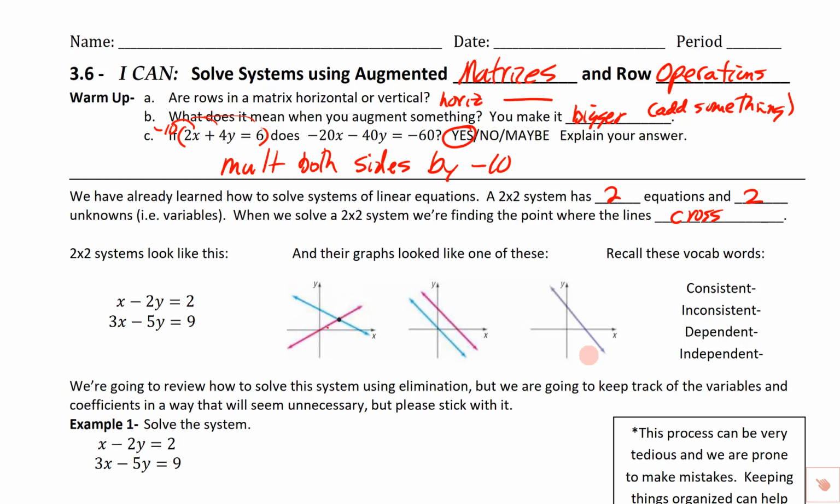Now remember these vocabulary words: consistent and inconsistent, dependent and independent. Consistent meant that it had an answer. So both of these systems right here, the first one and the third one, are consistent because they have answers. Inconsistent means it does not have an answer, so that would be this middle one right here. And then dependent means the answers for one depend on the answers for the other. So this one would be consistent and dependent, whereas this one right here, they're independent of each other, so this one would be consistent and independent. So just a quick little review here.